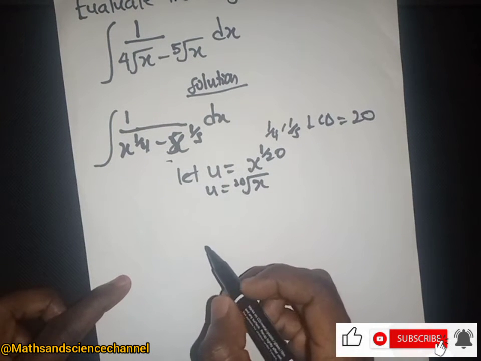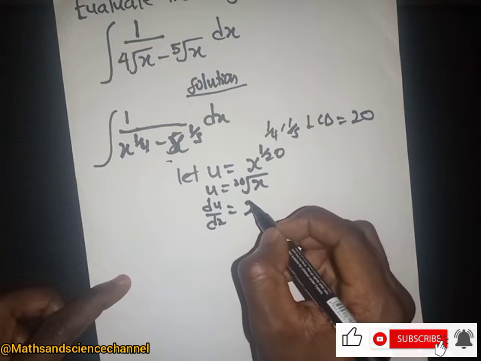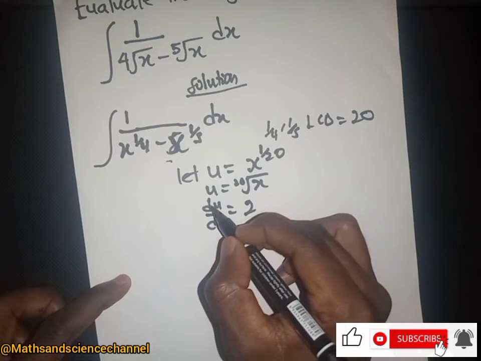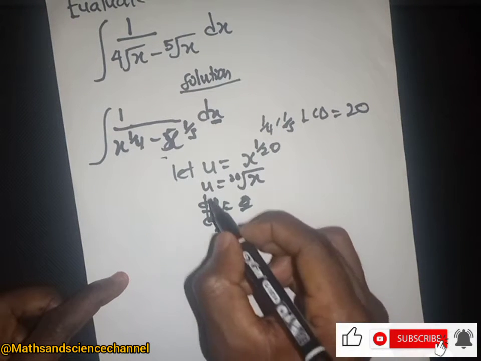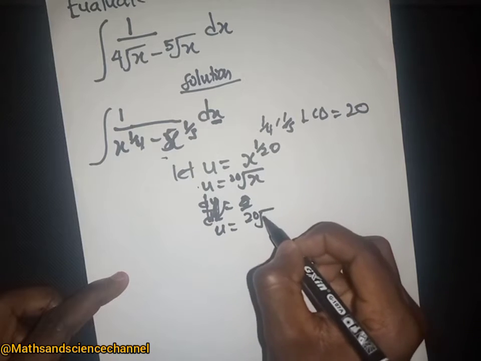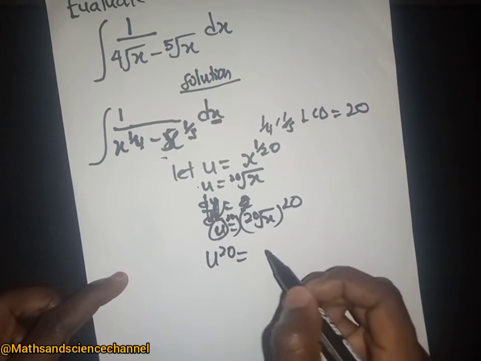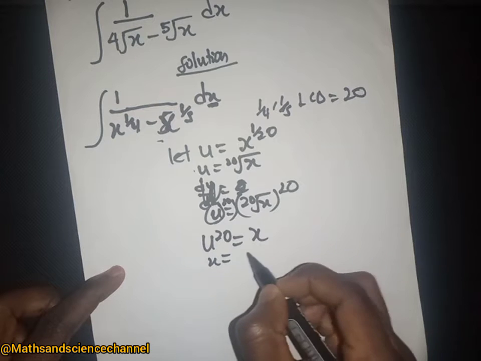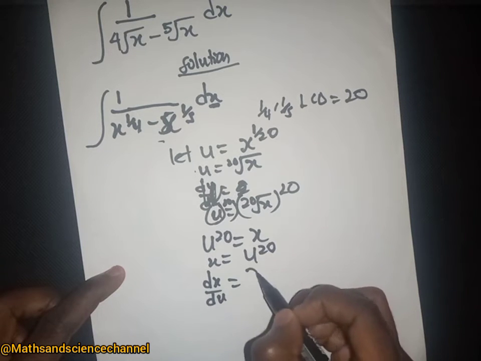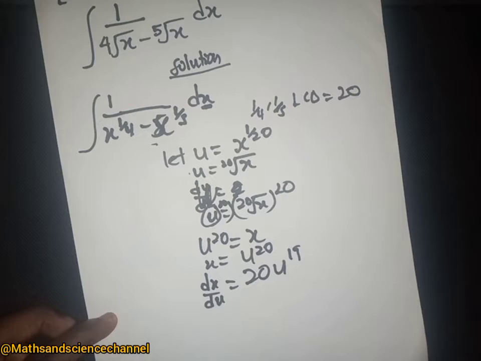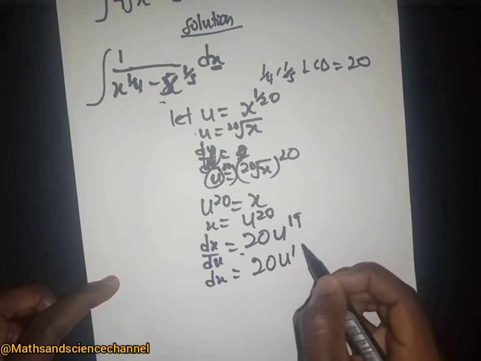So what we can do here is to differentiate. Since we have it in x, let's make x the subject. Since u equals the 20th root of x, we raise both sides to the power 20, so u to the power 20 is equal to x, and therefore x is equal to u to the power 20. Now let's differentiate x with respect to u, and this gives us 20 u to the power 19. So dx will be equal to 20 u to the power 19 du.